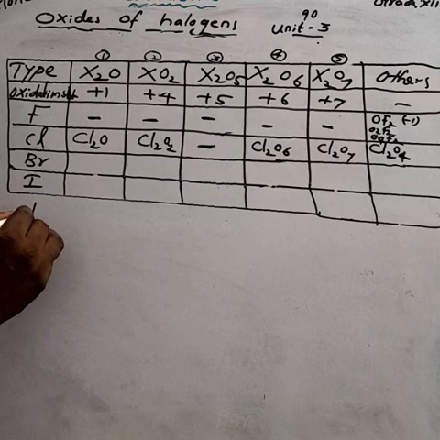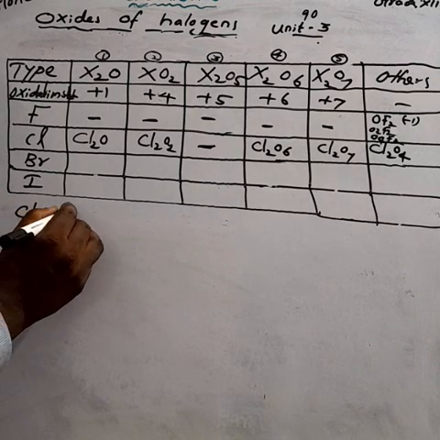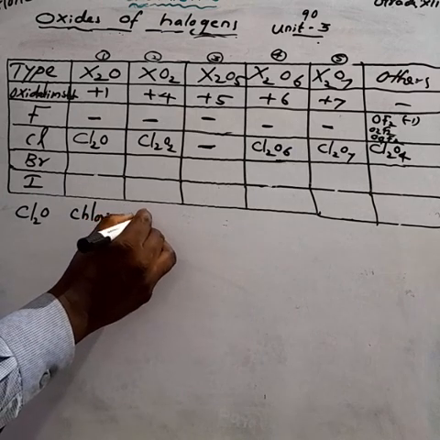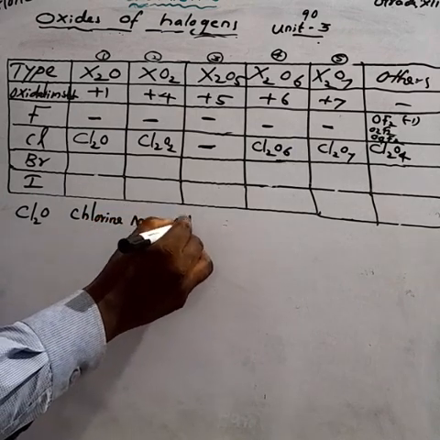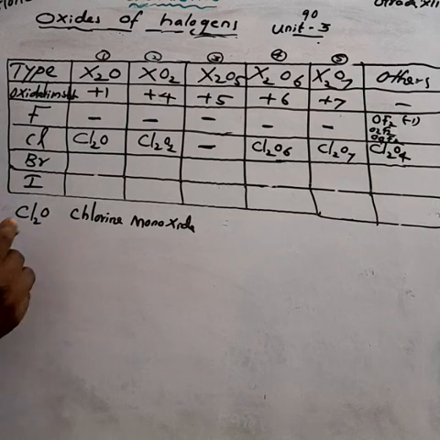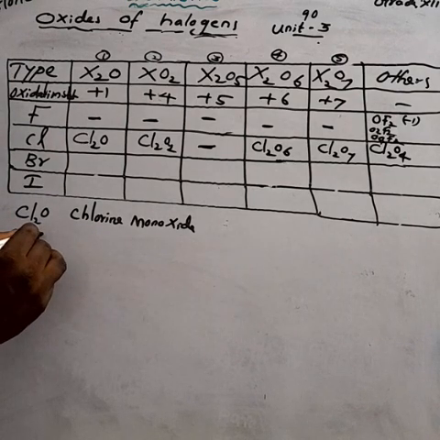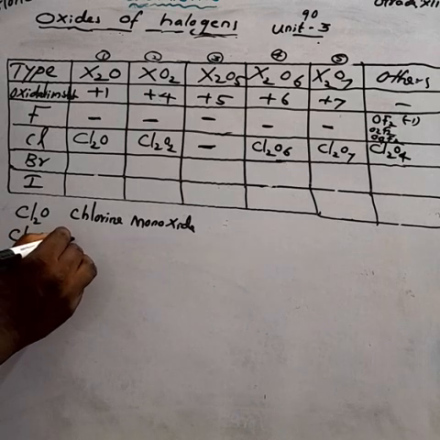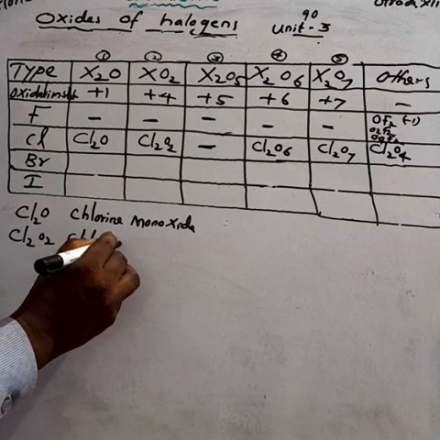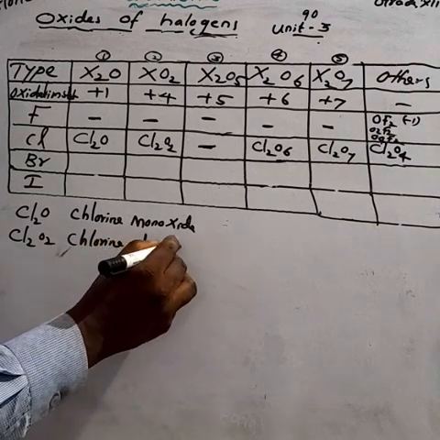Cl2O, what is the name? Chlorine monoxide. Chlorine monoxide. Please mention that one. I will ask the question. Chlorine monoxide. What is ClO2? Chlorine dioxide. Chlorine dioxide.